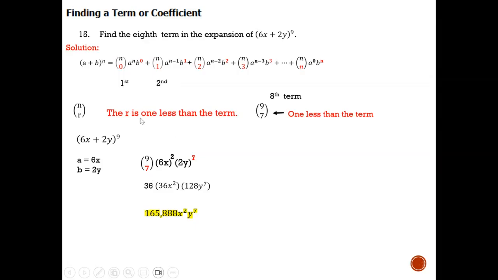Guys, that's why it's very crucial to know that the r here always matches the exponent for the B term. See, that's crucial to know.